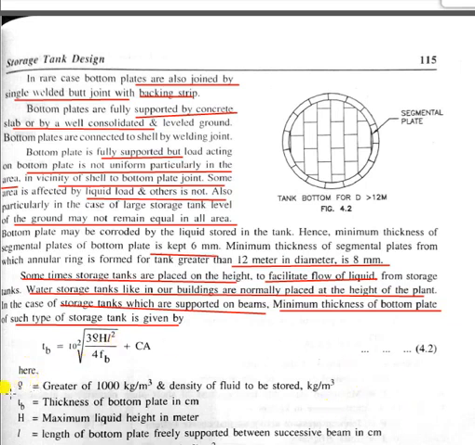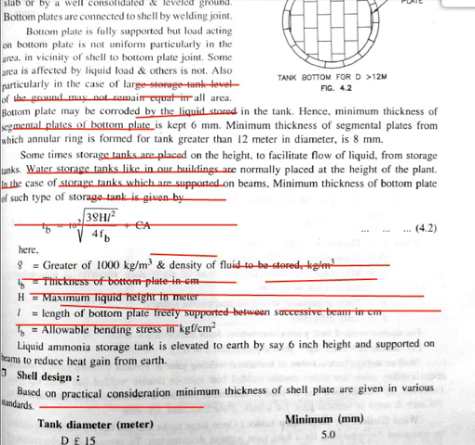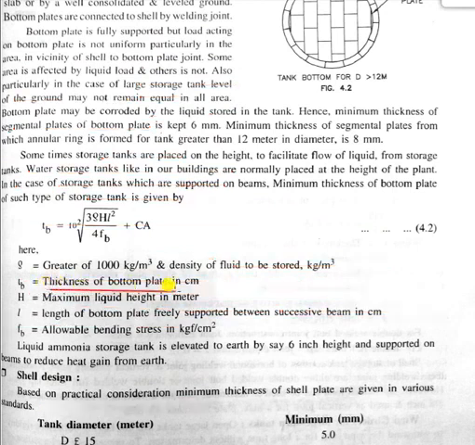Next, TB is the thickness of the bottom plate, which we consider in centimeters. h is the maximum liquid height in meters; height of liquid should be considered in meters. L is the length of the bottom plate freely supported between successive beams, in centimeters. Next, FB is the allowable bending stress, which should be in kgf per centimeter square.